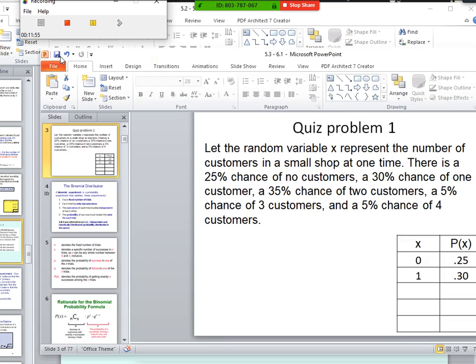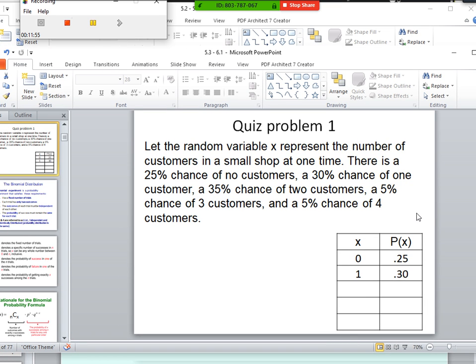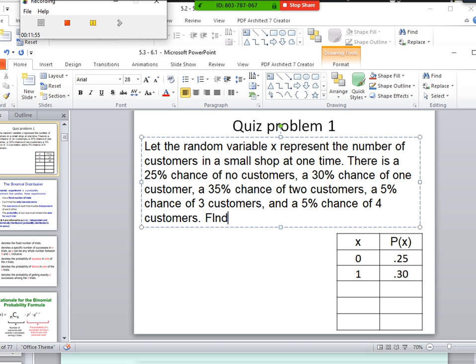Okay, let's try this one. Find the expected number of customers.